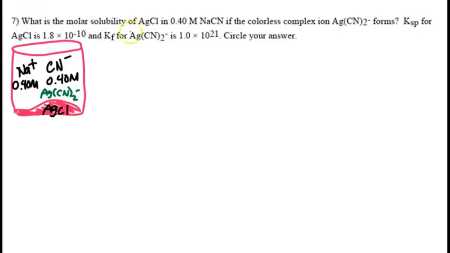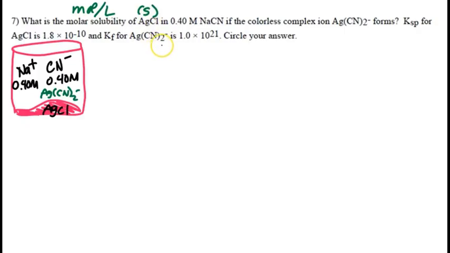This says, what is the molar solubility? Now, what is molar solubility? Solubility is usually going to be in grams per liter. So molar solubility is just going to be in moles per liter, okay? Of AgCl. If we're talking about the molar solubility of AgCl, that means that this AgCl is a solid. Why? Because the solubility is related to Ksp.